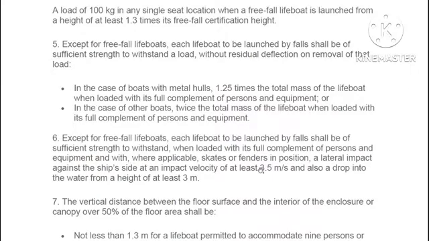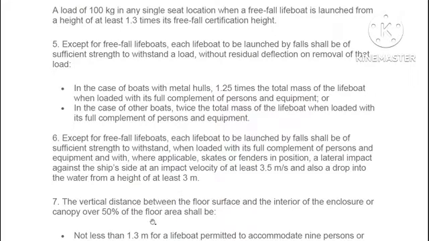Except for free fall lifeboats, each lifeboat to be launched by fall shall be of sufficient strength to withstand, when loaded with its full complement of persons and equipment and with, where capable, skates or fenders in position, a lateral impact against the ship's side at an impact velocity of 3.5 meters per second, and also a drop into water from a height of at least 3 meters. So this should be the speed and this has to be the height.